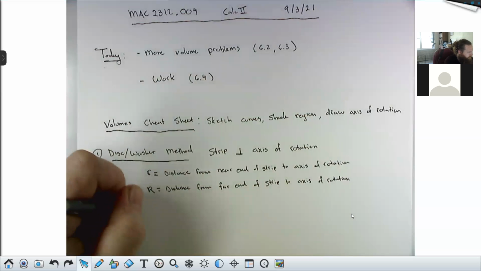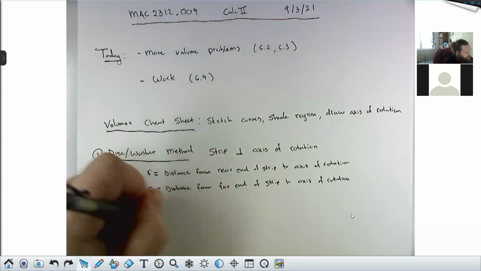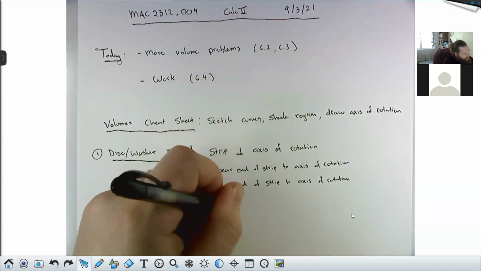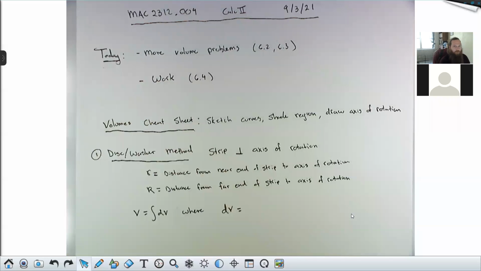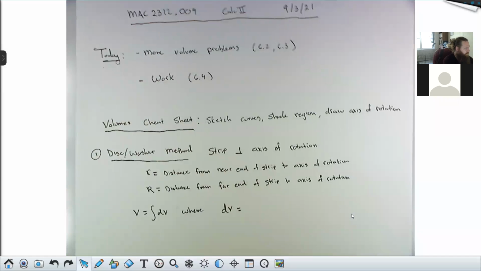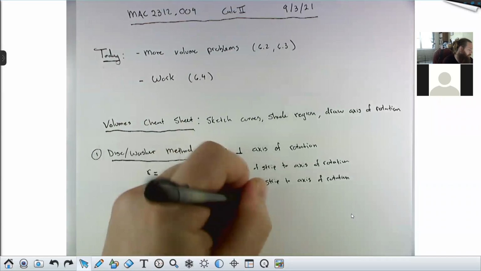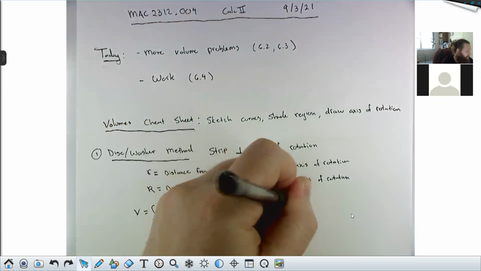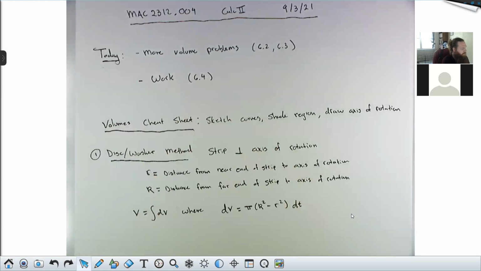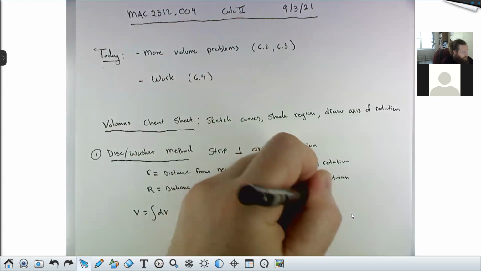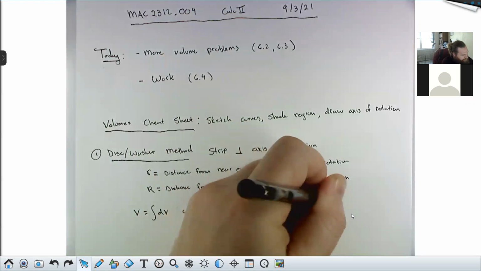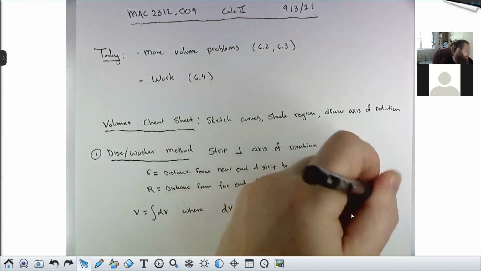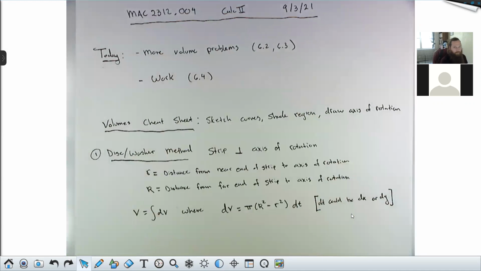And then V will be the integral of dV, where dV is the volume of the little solid you get just by rotating that strip, which is always going to be pi times big R squared minus little r squared. I'm writing dt here because dt could be dx or dy. Depending on the situation, right?